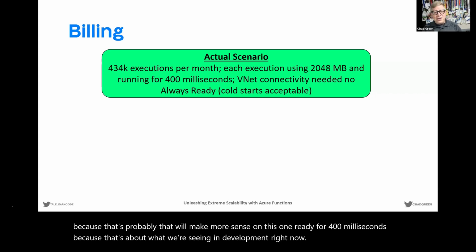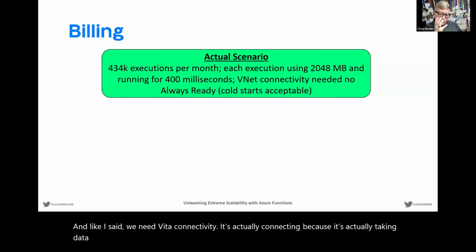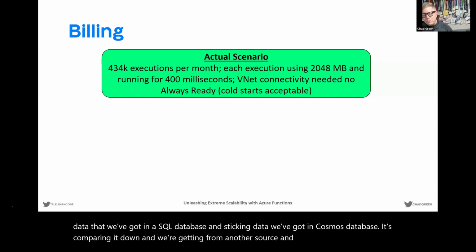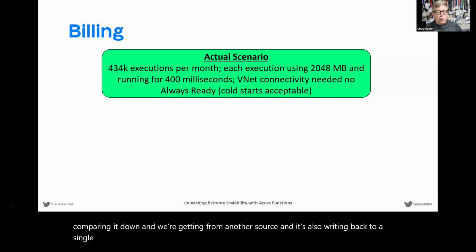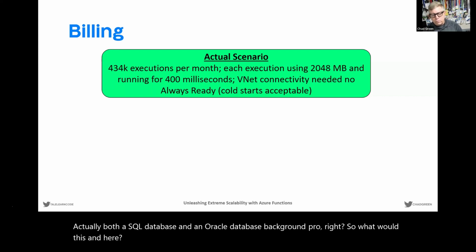And like I said, we need VNet connectivity. It's actually taking data that we've got in a SQL database, and data we've got in a Cosmos database. It's comparing the data that we're getting from another source, and it's also writing back to a SQL database. Well, actually, both a SQL database and an Oracle database back on-prem. So, here we're not going to need always ready.